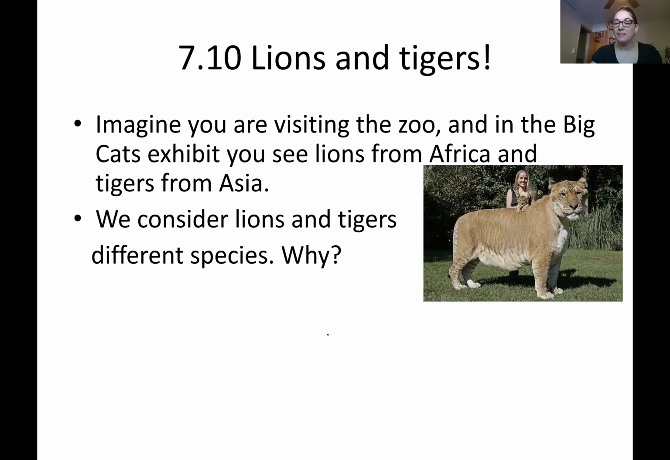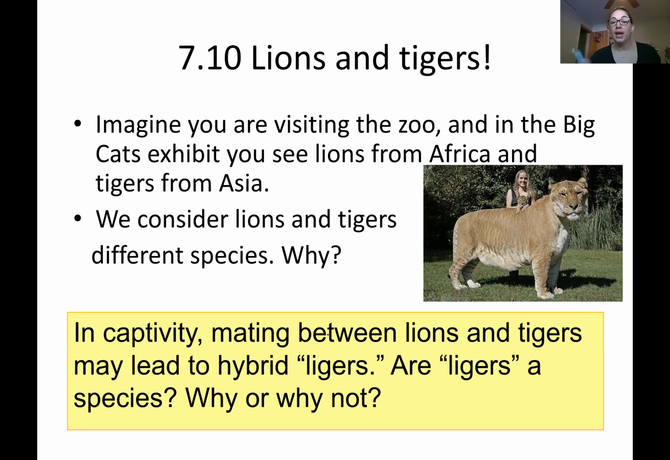They have different features, right? Would they naturally interbreed in the wild, or would we even find them in the same place in the wild? What do you think? Not in the same place, probably, in the wild. Very good. Yeah, you're not going to find them typically in the same place. And because they do have different features and behaviors, they're not naturally going to breed, even if they did come across each other in the wild. But we are able to get them to breed in captivity.